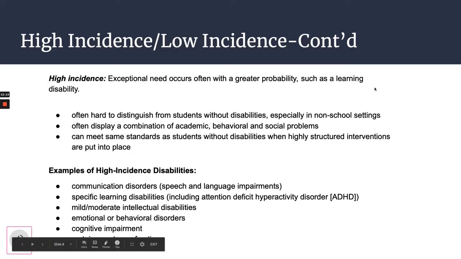High incidence. Exceptional need occurs often with a greater probability, such as a learning disability. It's often hard to distinguish from students without disabilities, especially in non-school settings, and often displays a combination of academic, behavioral, and social problems, and can meet the same standards as students without disabilities when highly structured interventions are put into place. Some examples of high incidence disabilities would be communication disorders, such as speech and language impairments, specific learning disabilities, including attention deficit hyperactivity disorder, ADHD, the mild to moderate intellectual disabilities, emotional or behavioral disorders, cognitive impairment, and certain spectrums of autism.